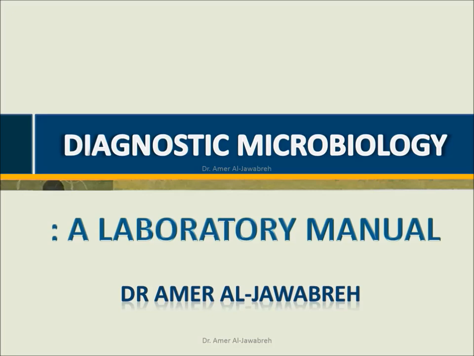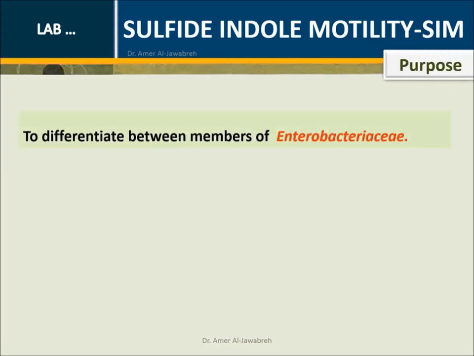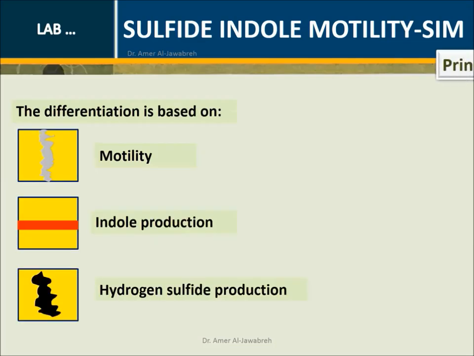Diagnostic Microbiology, a laboratory manual. Purpose: to differentiate between members of Enterobacteriaceae. Principle: the differentiation is based on motility, indole production, and hydrogen sulfide production.